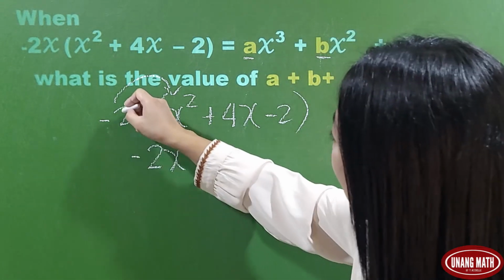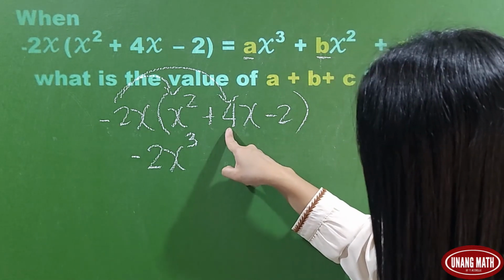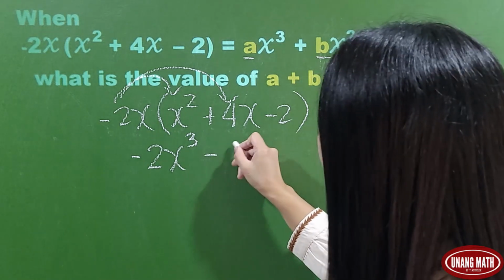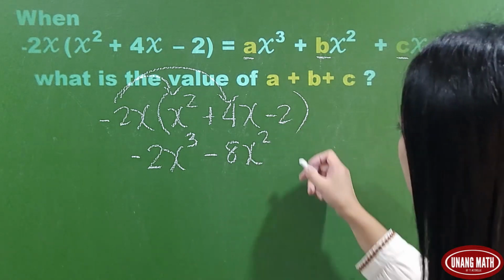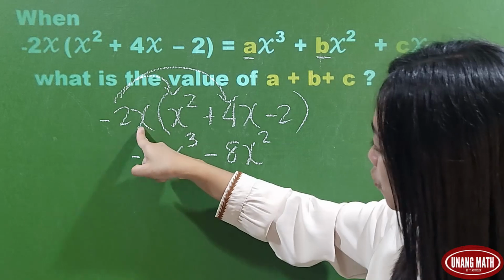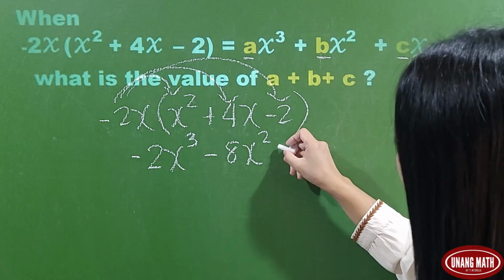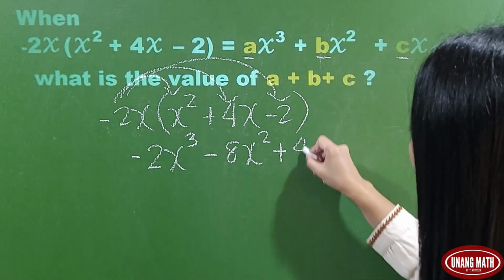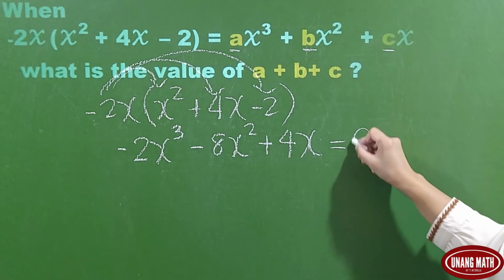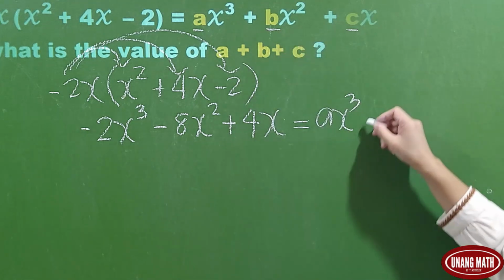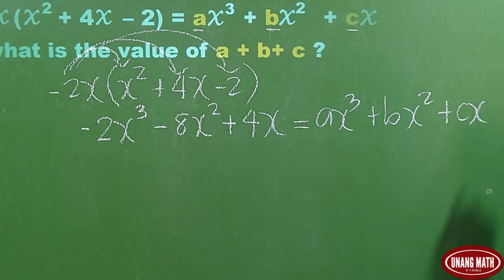And then, negative 2x times 4x. So negative 2 times 4, that would be negative 8. So minus 8, and then x times x is x squared. So minus 8x squared. Okay, and for the last term, we have negative 2x times negative 2. So negative times negative, that would be positive. So plus 4x. And take note, this expression is equal to ax raised to the power of 3 plus bx raised to the power of 2 plus cx.